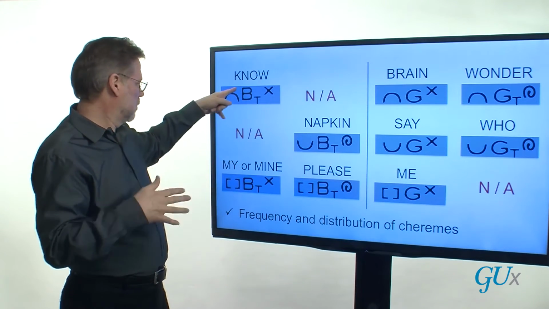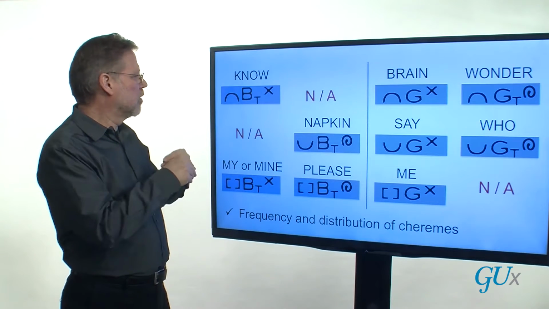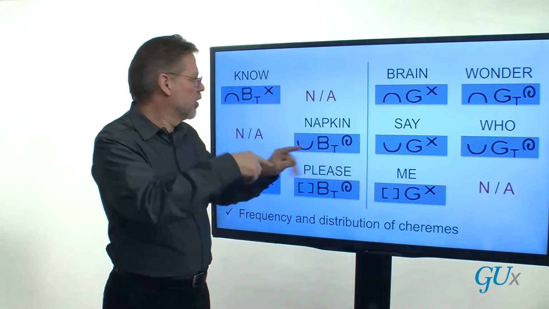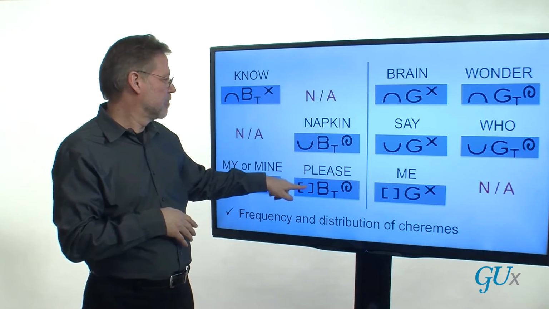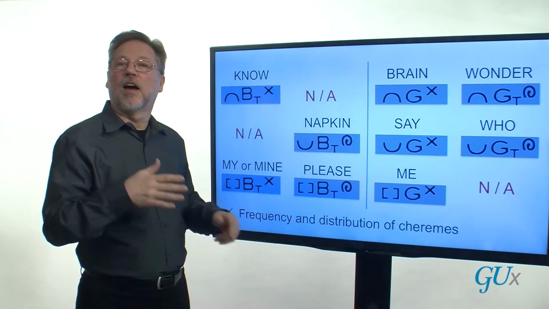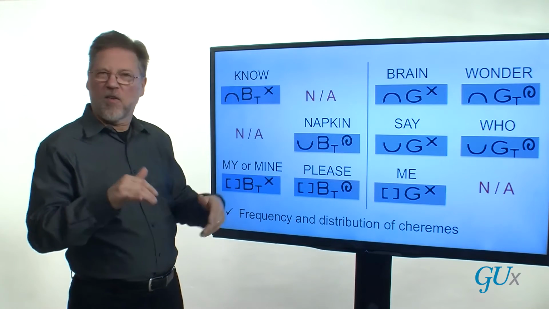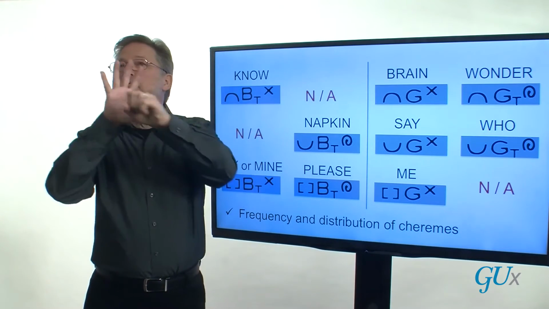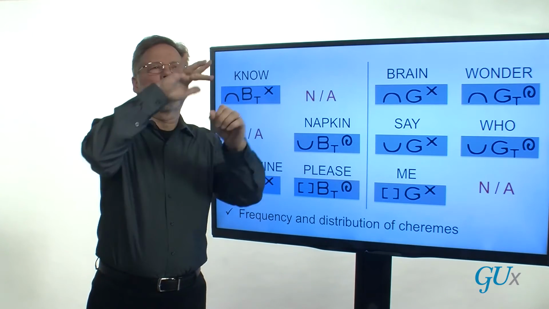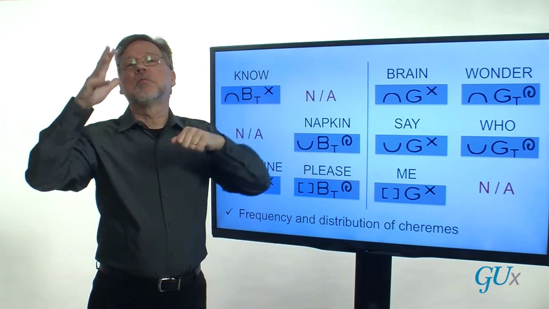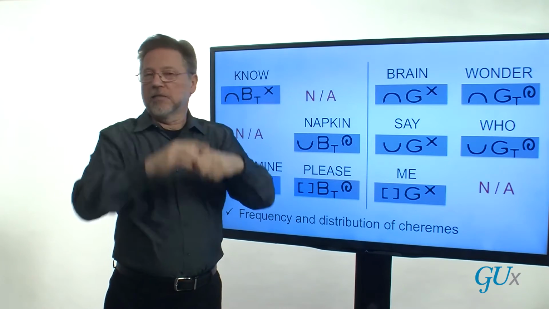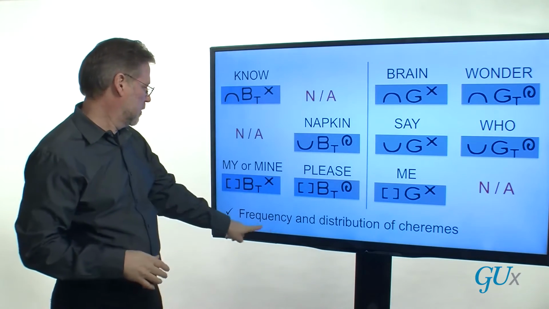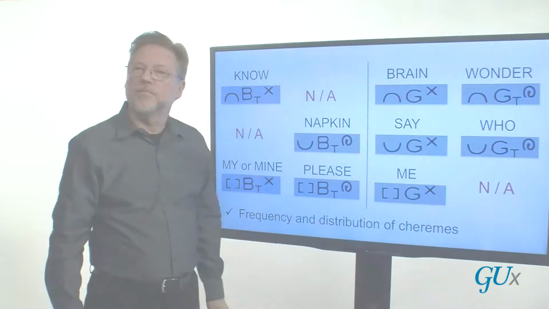But now I've shown you these two, and I've added ones with that same circular movement. Here's the form of napkin and please. Now, looking at this, you can imagine that notations could be compiled for every word, and you'd find gaps in the lexicon. It's possible that in the future, another sign will emerge, filling the space by using that combination of features. This represents the frequency and distribution of cherems.